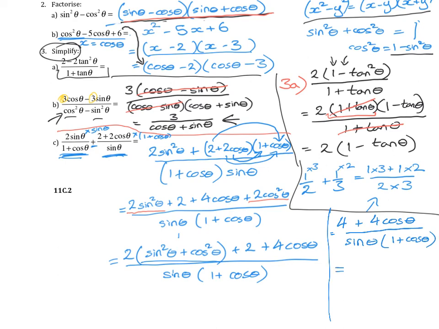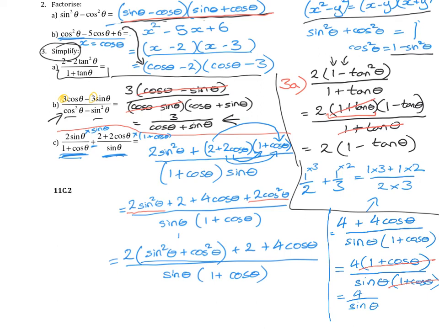Hopefully on the numerator you see that we can take 4 out. 4 outside of 1 plus cos theta, over sine theta times 1 plus cos theta. And hopefully now you see we can cancel out the factors of 1 plus cos theta to get 4 over sine theta, and that's our final answer.